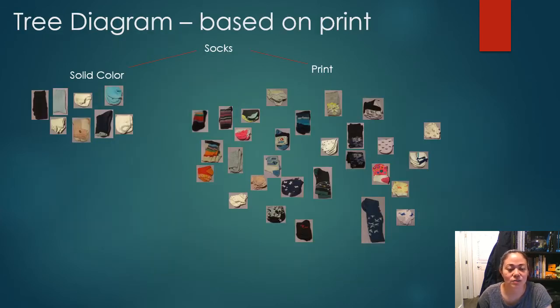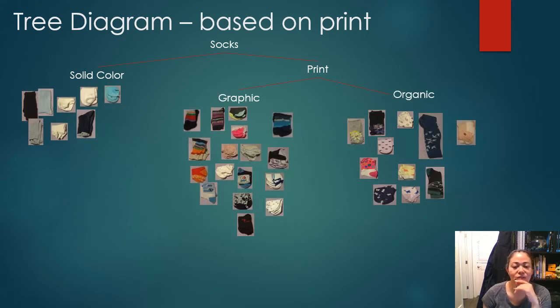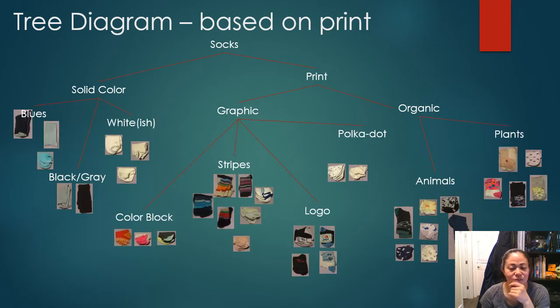I could also do a tree diagram, because I thought, maybe I'll organize my socks based on the print or what they look like. I first could separate them into solid color socks or socks with prints on them. Then I could further break down the print category into graphic prints versus organic prints, in other words, like plants and animals. And I can go another step further and break up the solid colors into the actual groups of colors like whites or blues, the graphic printed socks into stripes or polka dots, and the organic prints into plants and animals.